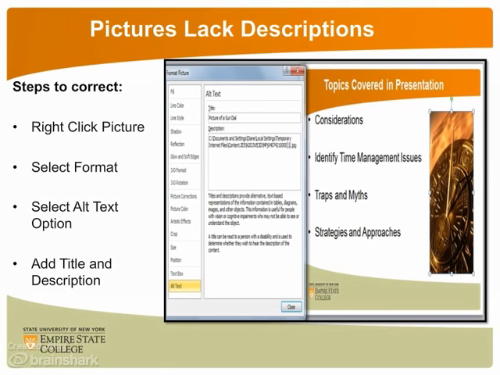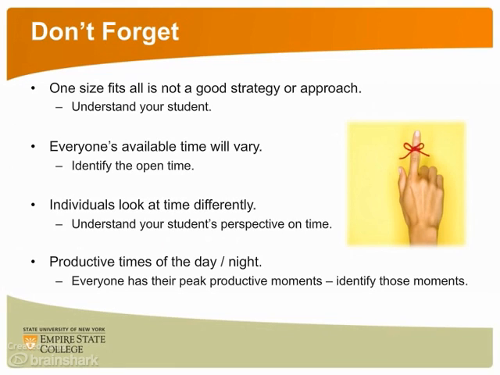So the first step is to right-click on the picture, select Format, then select the Alt Text option. Add a title and a description if necessary. When the screen reader arrives at the picture, the title and description will be read to the individual. Here's another slide I displayed. This particular image also lacked a description. However, adding a description now makes this slide accessible.